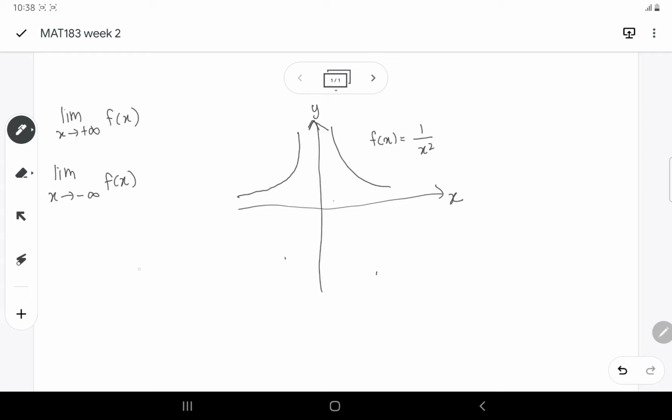Therefore we can write the limit as x tends to positive infinity for this function, 1 over x squared, it is equal to, what is the answer? You can see in this graph, we want to know when x approaches positive infinity, so what will happen with this function? So where is x tends to positive infinity? To the right side. Yang ke kanan.